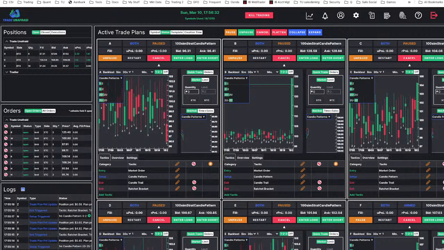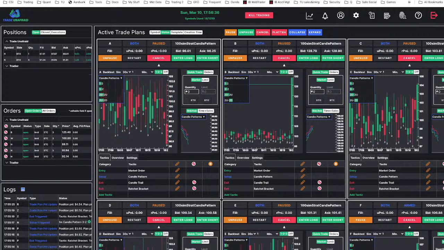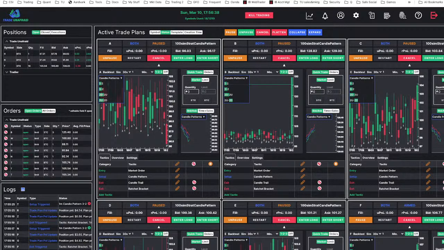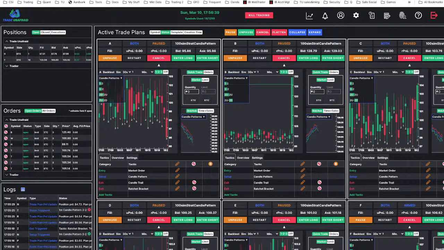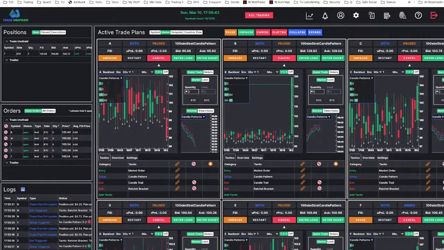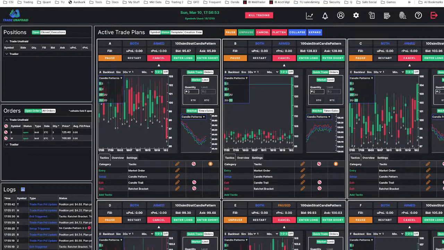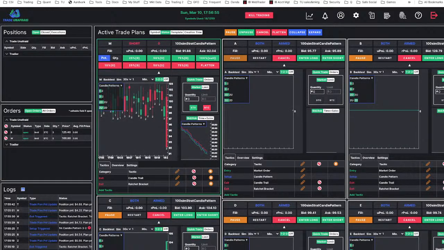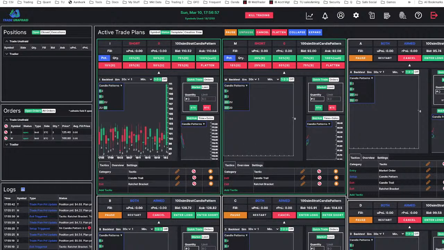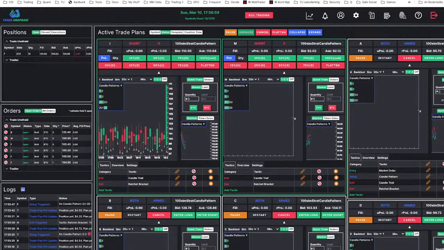Now you can't pause a trade plan that's in a position, but pause will prevent you from entering something new. So if the market has a moment of volatility that you don't want to get in on, then you can just pause and then you can unpause. And you can pause individual trade plans. This pauses all or unpauses all.